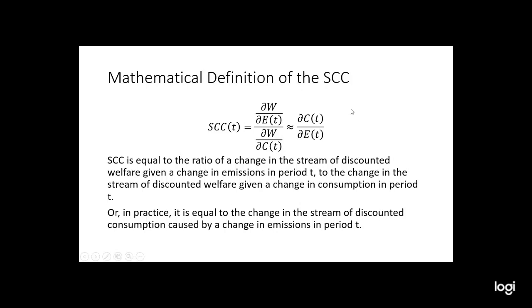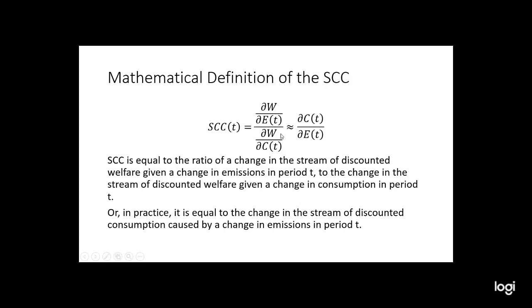The mathematical definition of the social cost of carbon is the change in welfare over the change in emissions over the change in welfare over the change in consumption. So a small change in consumption affects welfare, and a small change in emissions affects welfare as well. If we do a little bit of hand waving, we can say that this is approximately equal to a change in emissions affects consumption. So this is what we're estimating, the social cost of carbon. How does a marginal change in emissions affect consumption over all time periods?